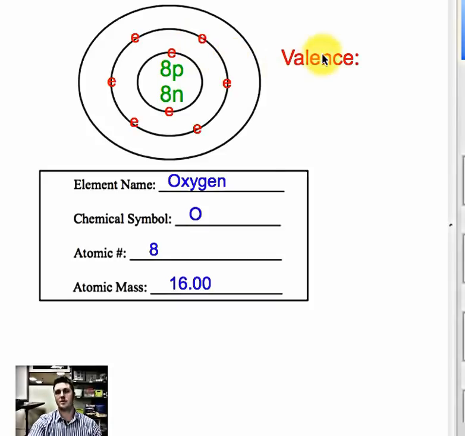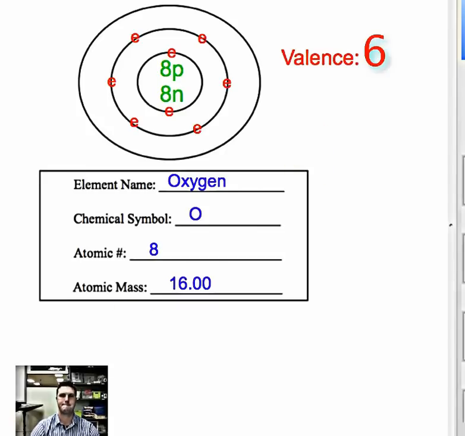But valence electrons are the electrons in the outermost energy level. So we can count here 1, 2, 3, 4, 5, 6. So the valence for oxygen is 6. Let's go on to another one.